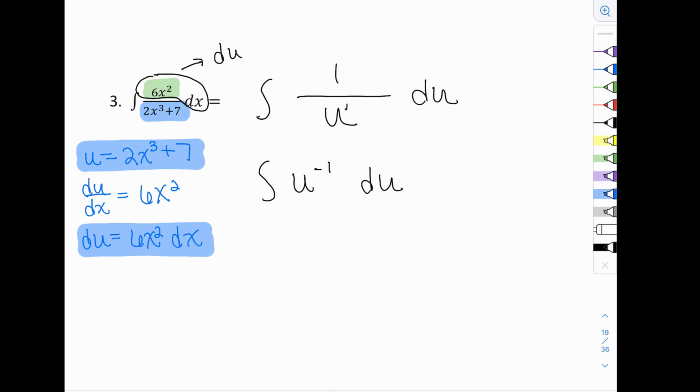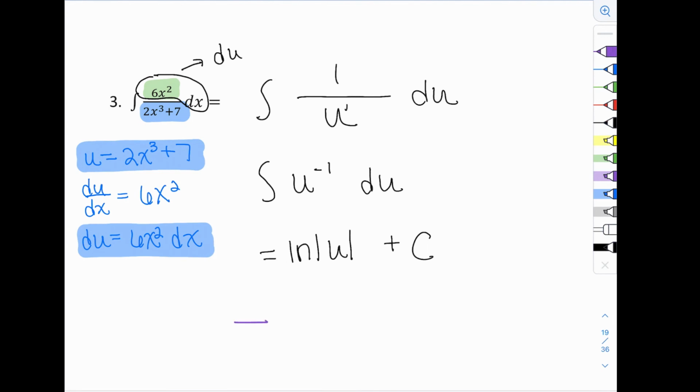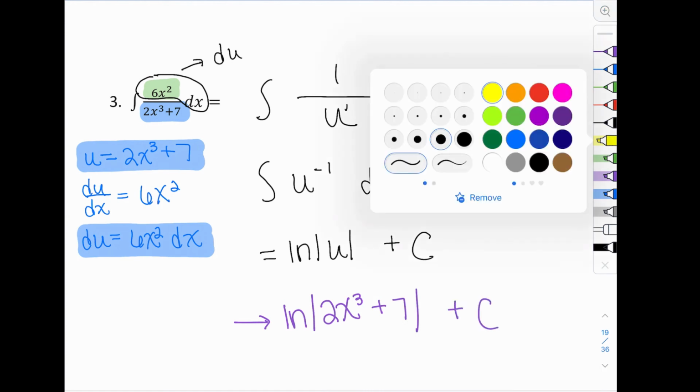There's a special exception to the power rule, which is that if it's in the denominator with an exponent of 1, this is a natural log integral rule. So the way that we integrate 1 over u, or u to the negative 1, is to say ln of the absolute value of u plus c. And then I will convert it back to x's. So that's ln of 2x cubed plus 7 plus c, and that's the final answer.